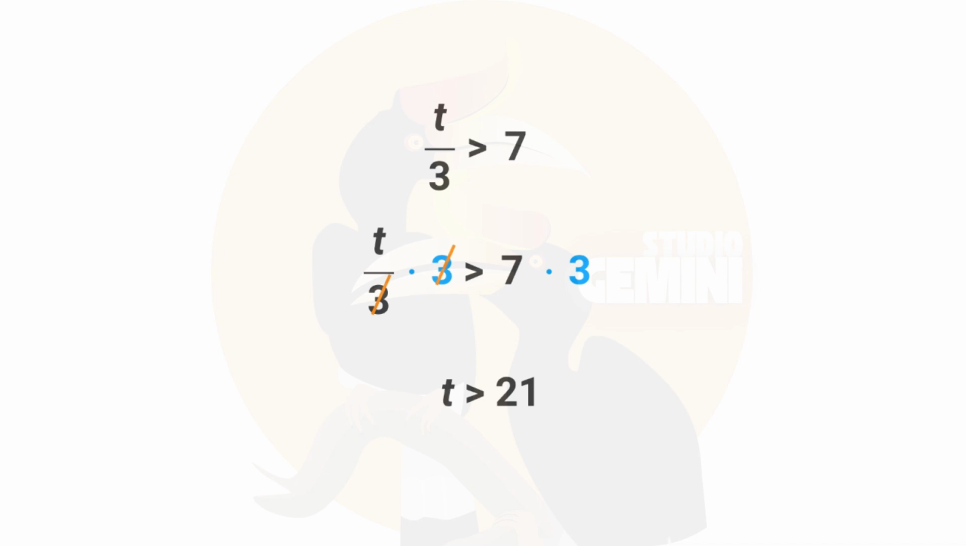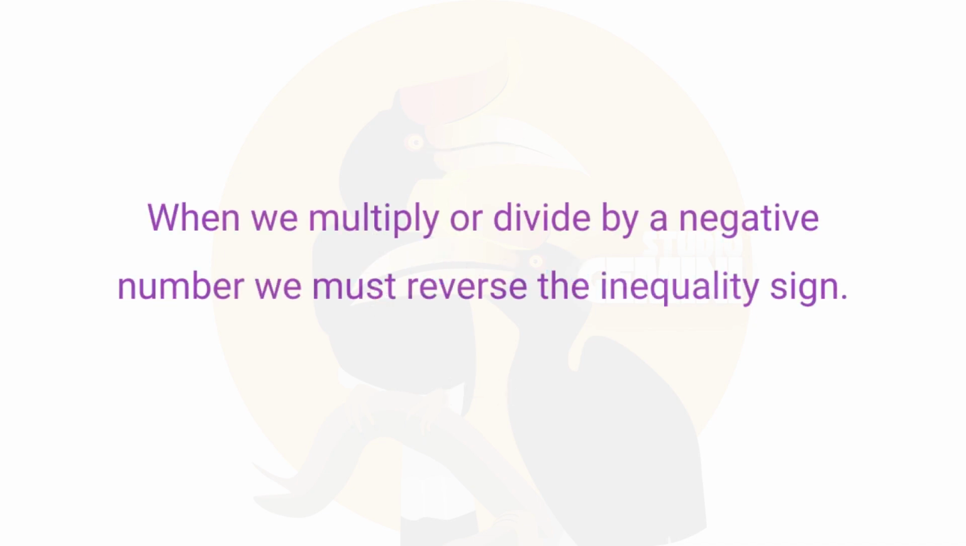Okay, so far we've seen that solving inequalities is similar to solving equations. However, there is one exception. When we multiply or divide by a negative number, we must reverse the inequality sign. Let's look at two examples to apply this rule.